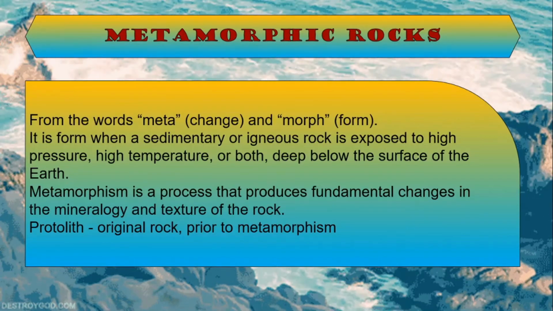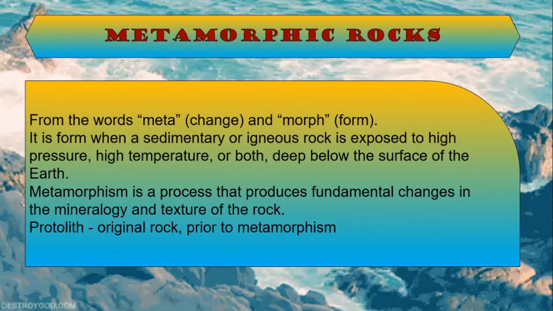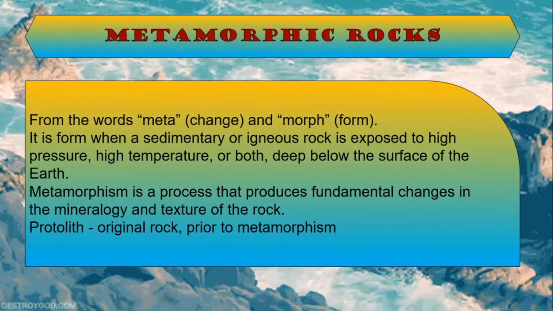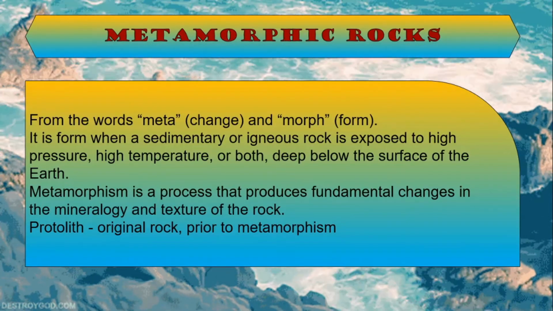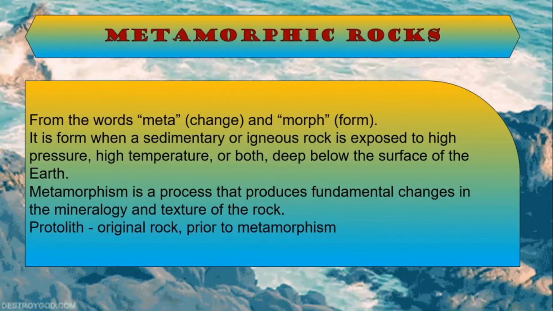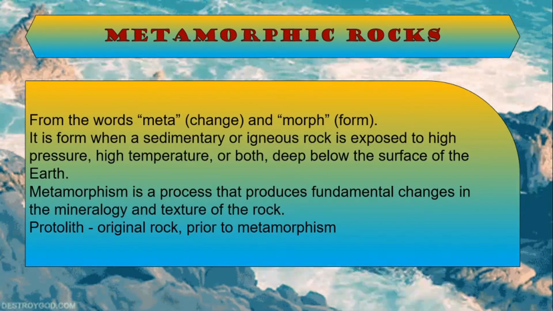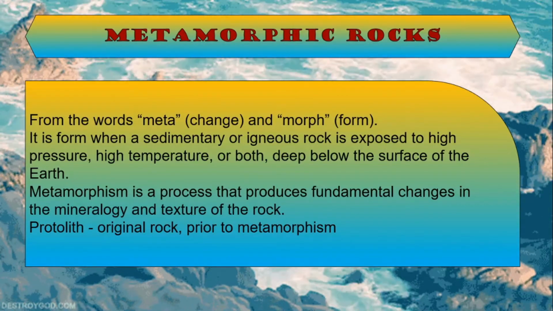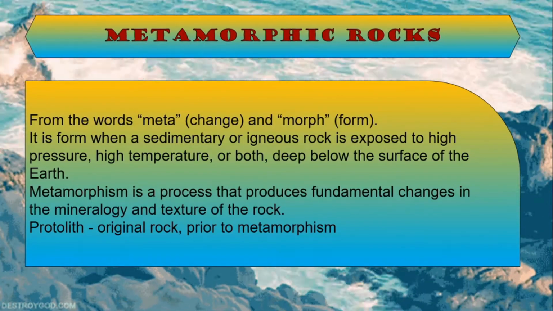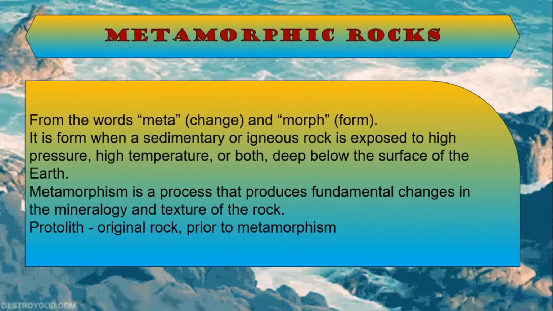Metamorphism is the process that produces fundamental changes in the mineralogy. The protolith is the original rock prior to metamorphism. Enormous heat and pressure deep in Earth's crust can alter or metamorphose an existing rock into a new rock type that is completely different from the original by recrystallizing the minerals without creating molten rock matter.